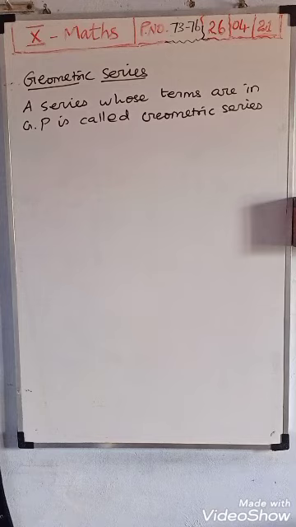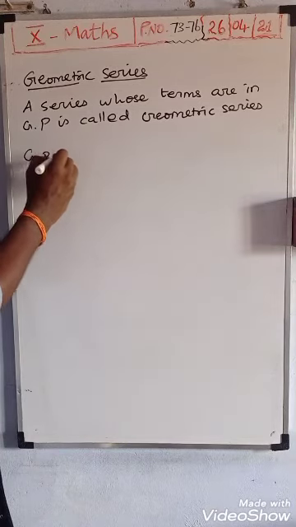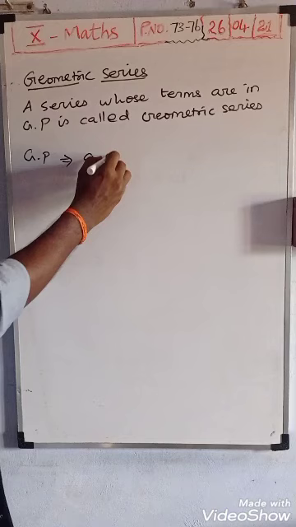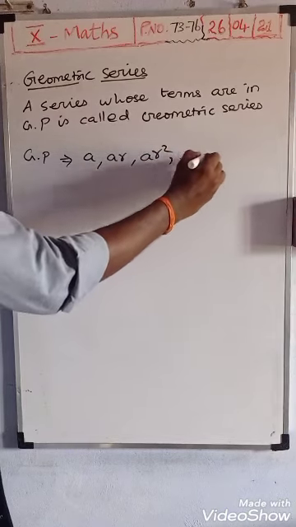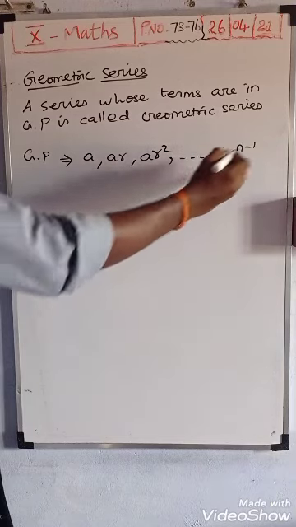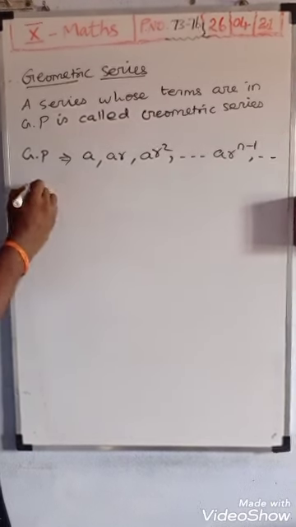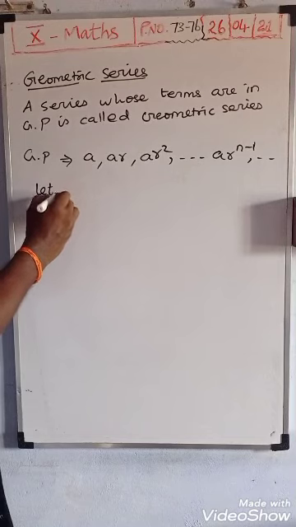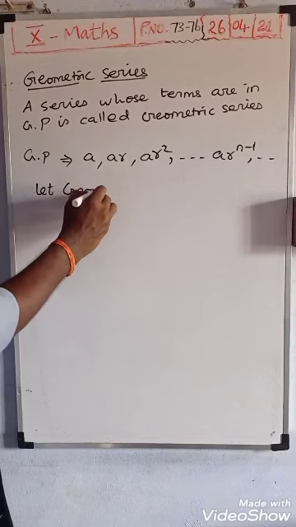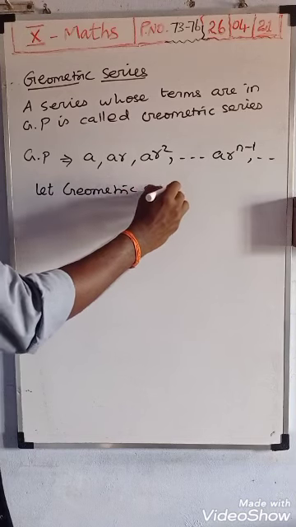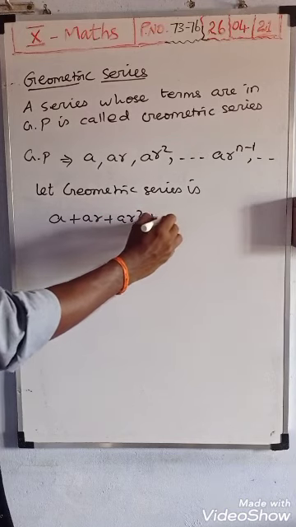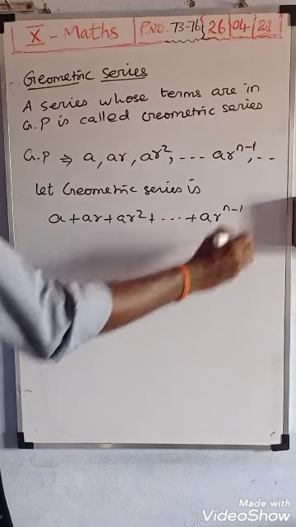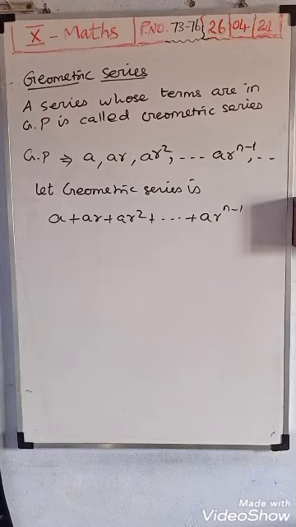For example, we know that GP is a, ar, ar squared, up to ar to the power n minus 1. It will go on. So if you add these, the series means the geometric series is a plus ar plus ar squared plus up to ar to the power n minus 1. The sum of the geometric progression is called geometric series.